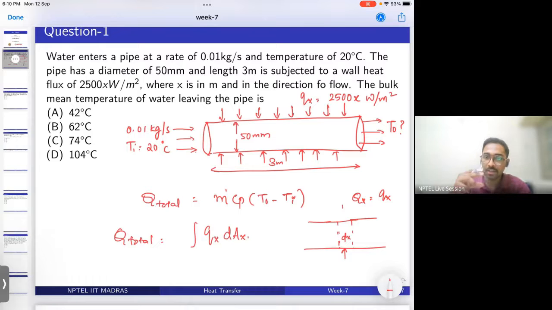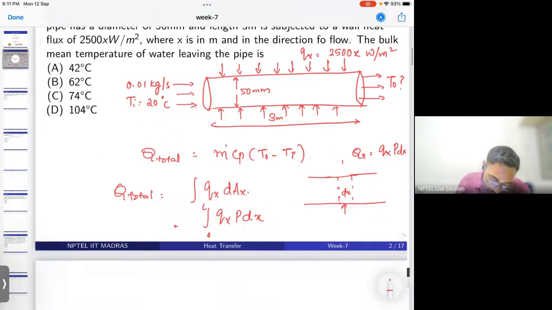What is this elemental surface area? This perimeter, that is P, is constant, into dx. This is the area through which the heat is getting transferred. So I am rewriting this as integral of Qx P dx, over the length 0 to L.